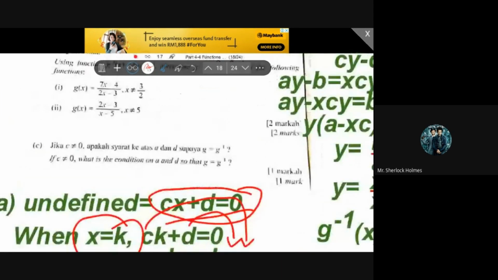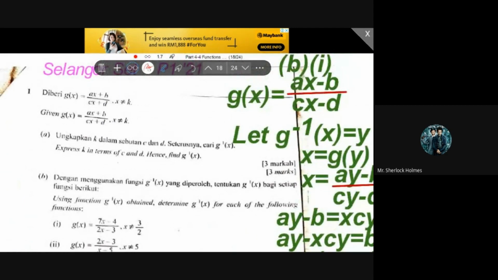We go back to the question. Everyone can understand that working? If cannot understand, you can ask question. No? If semua okay, boleh cakap okay. Okay, good. So, wait. So, next question. Find G inverse X. Siapa boleh cari G inverse X? Can write in the comment, can write in the chat box or not?